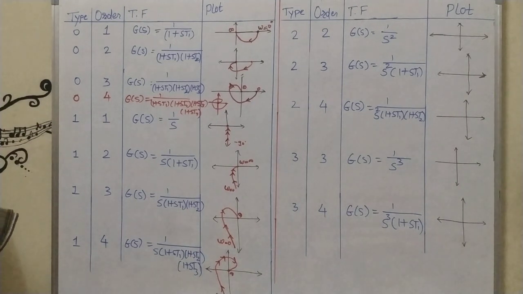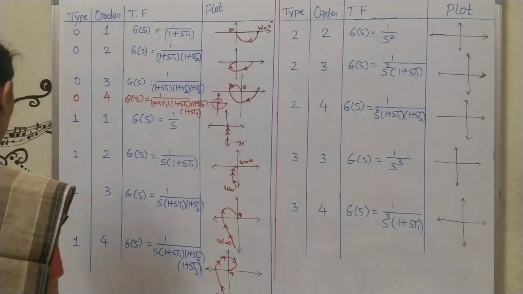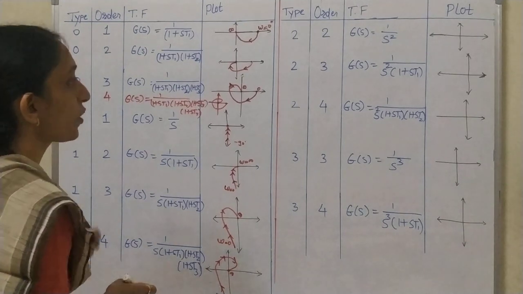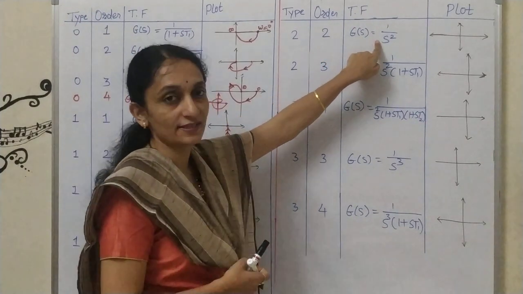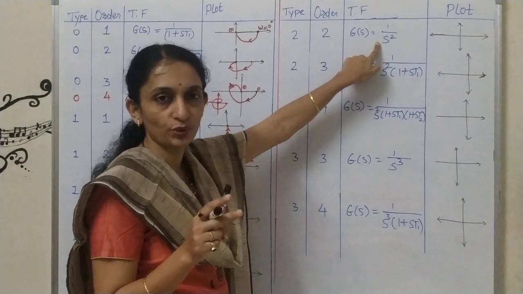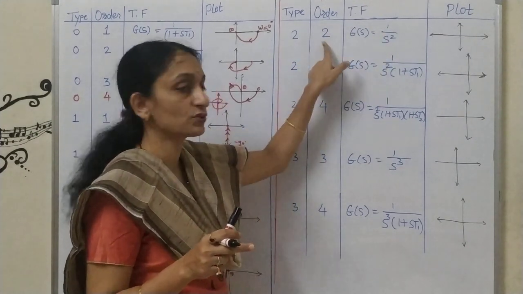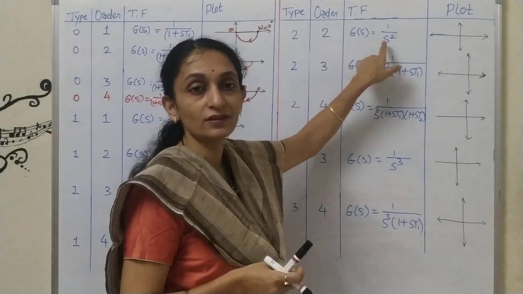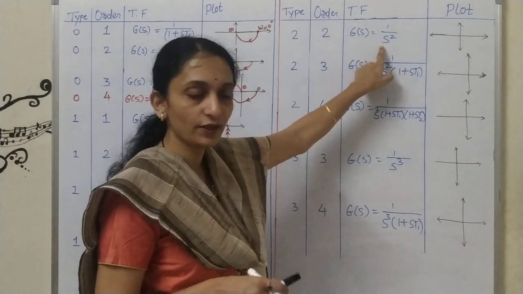Now we have seen type 1 order 3 and type 1 order 4. Next we will see type 2 order 2, okay. So for type 2 order 2, just check here, 1 by S square I have taken, okay. So 1 by S square means two poles at origin, so it is type 2, but the highest power of S in the denominator is actually 2, okay. So when you draw the polar plot for 1 by S square, these two poles contribute an angle of minus 180 degree, okay.